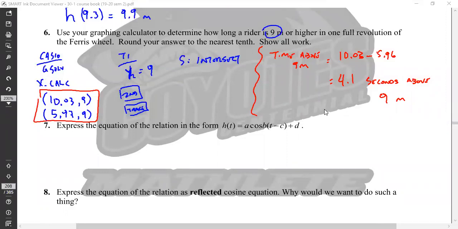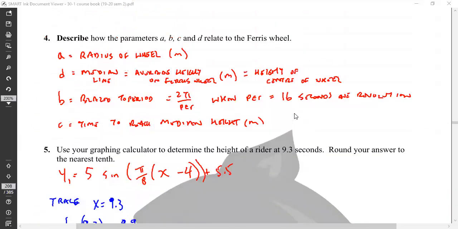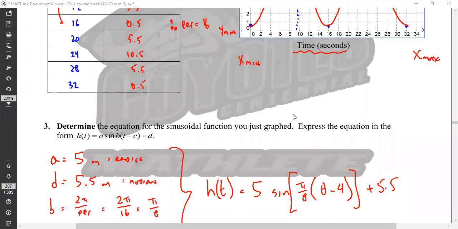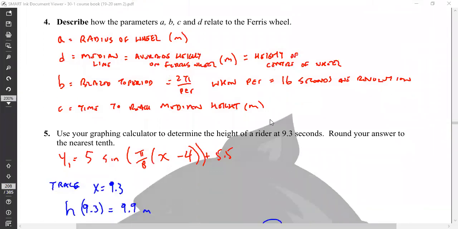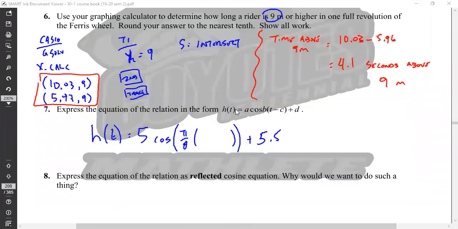If we want to write the same equation in the form of cosine, a lot of it looks the same. This is still 5. Cosine is still pi over 8, or cosine of pi over 8. I'm going to leave that blank for now. This is still plus 5.5. That is going to be your D value, your median height. The only thing that's going to be different is going to be our start point for cos. And if it wants us to write it as cosine, now it doesn't say whether or not cosine is positive or negative, it just wants to write it as a cosine graph.